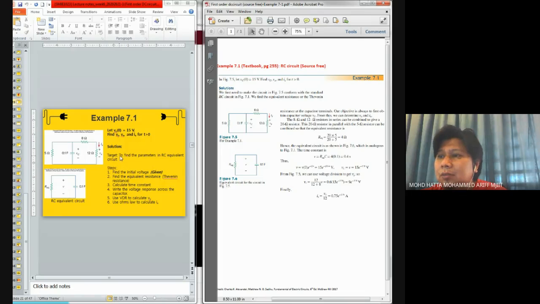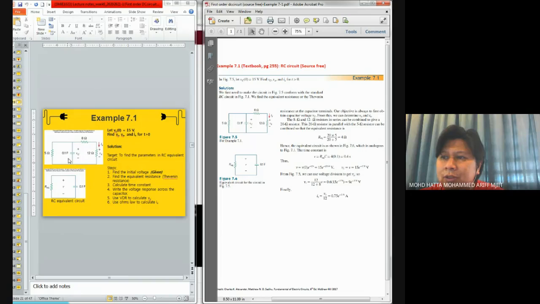So now, in the solution, our target is to get this kind of circuit arrangement. The first step is to find the initial voltage. We don't have to find it because it is given. Then find the equivalent resistance, the Thevenin resistance, and we can go straight ahead to calculating the time constant. From the time constant, we can write the voltage response across the capacitor.